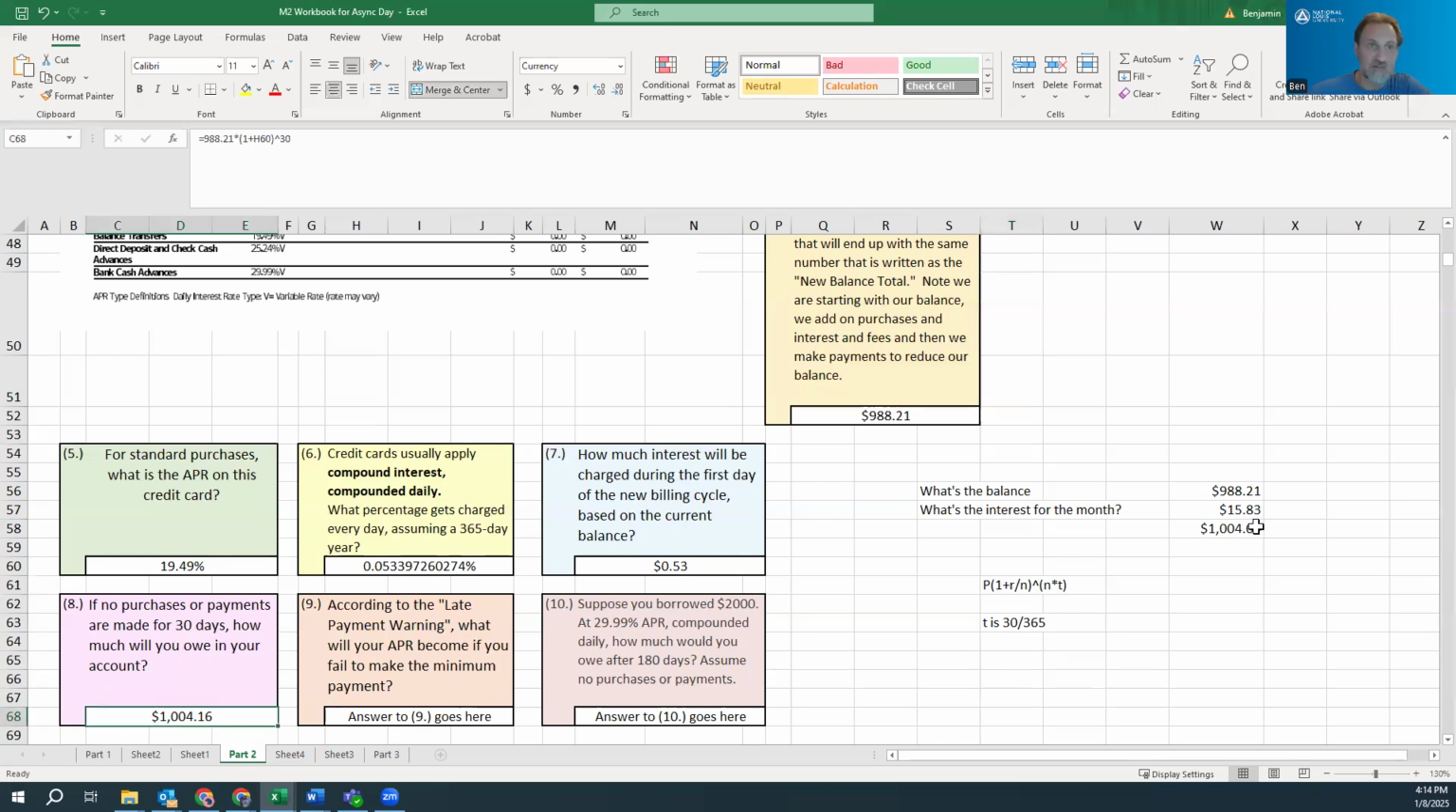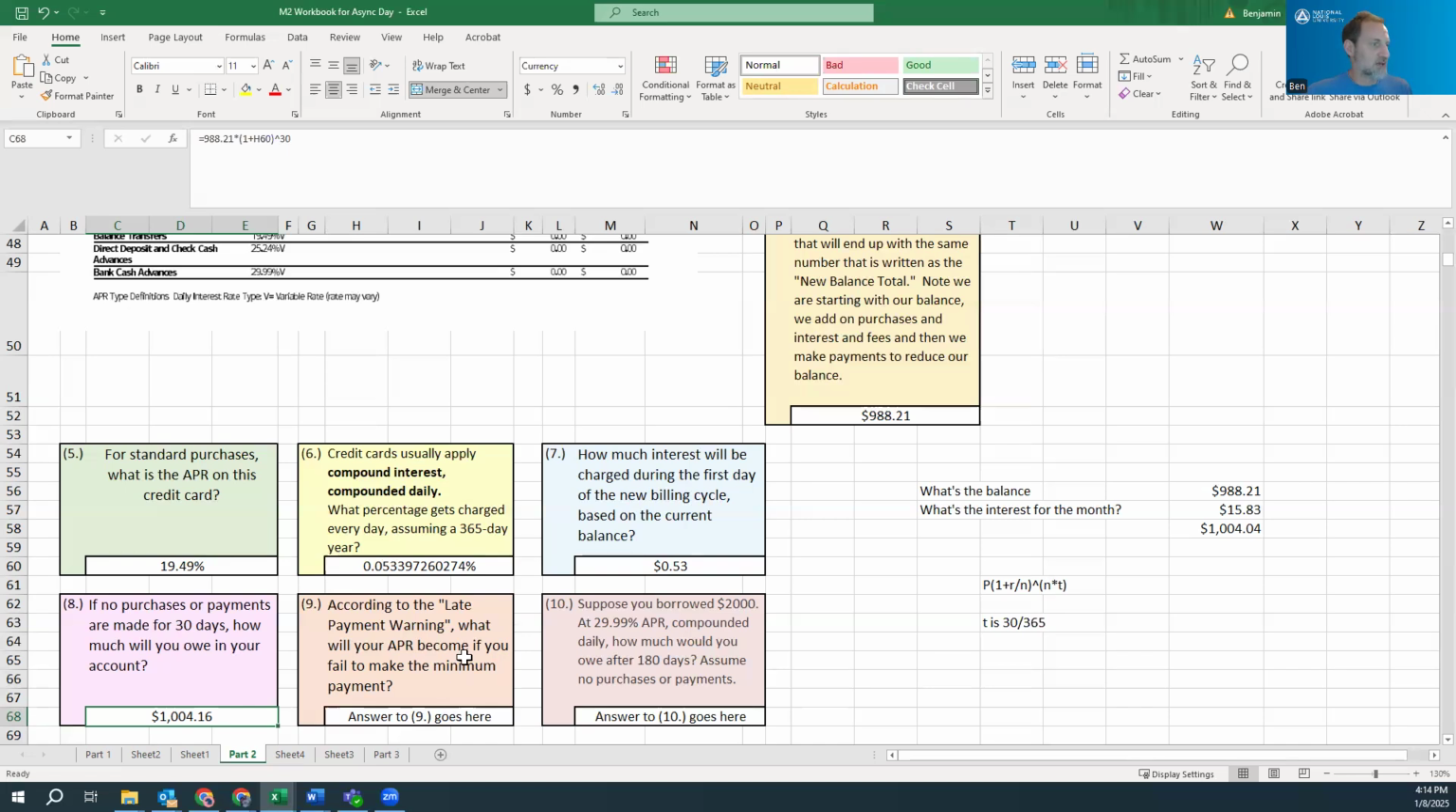Notice that this number and this number are similar. That makes me feel good. This is what we would say is technically the right answer for this question, making the assumption that the interest is compounded daily. And you notice that it's a little bit more, 12 cents more, and that has to do with that compounding impact. So you better believe that credit card companies will try to get that extra 12 cents.